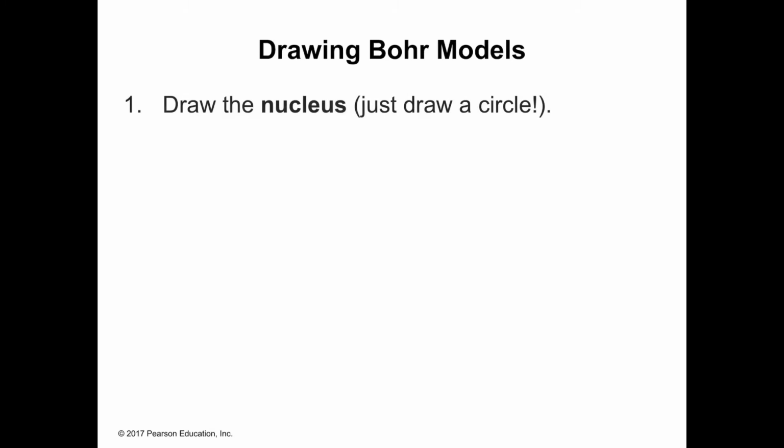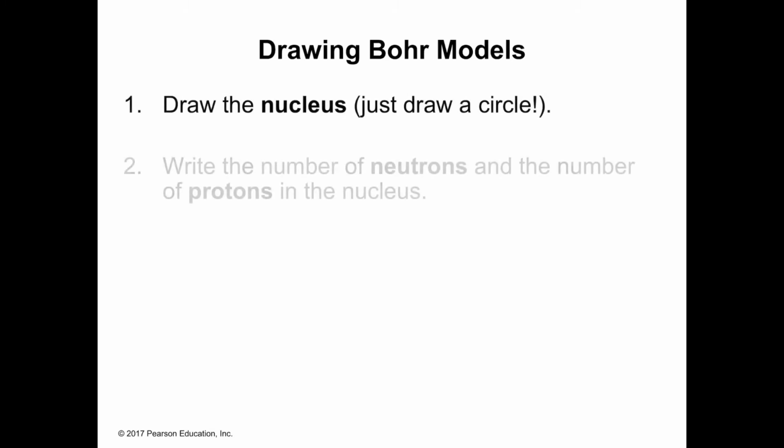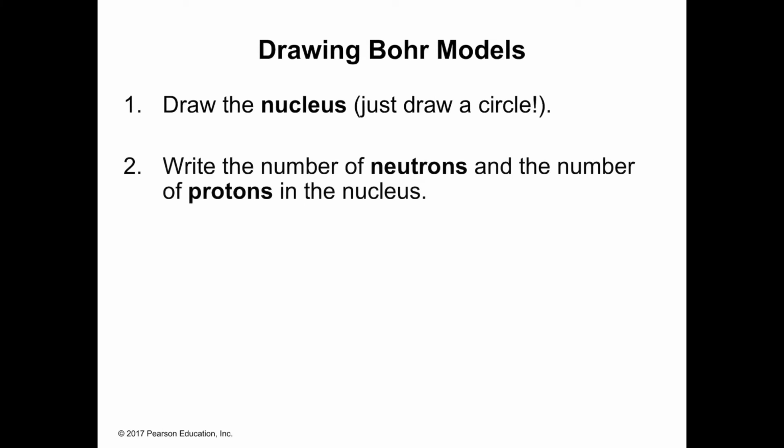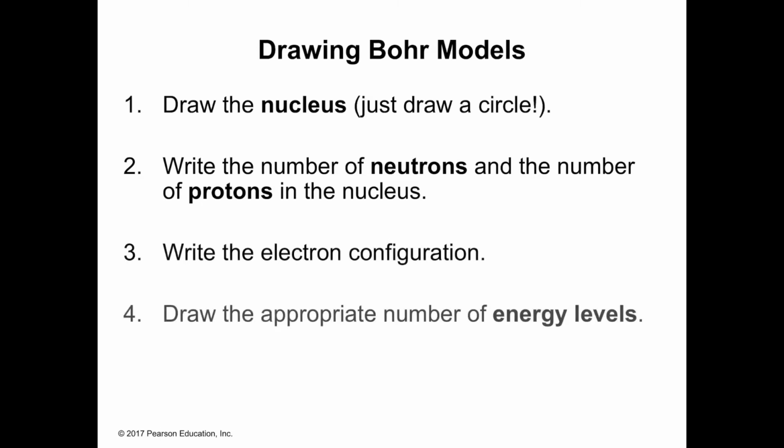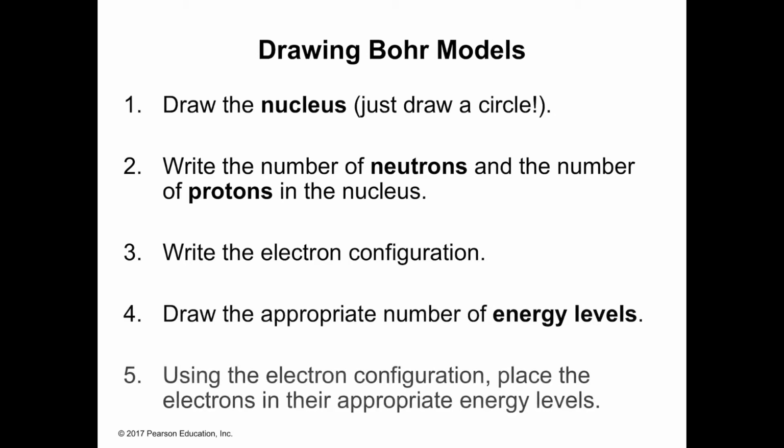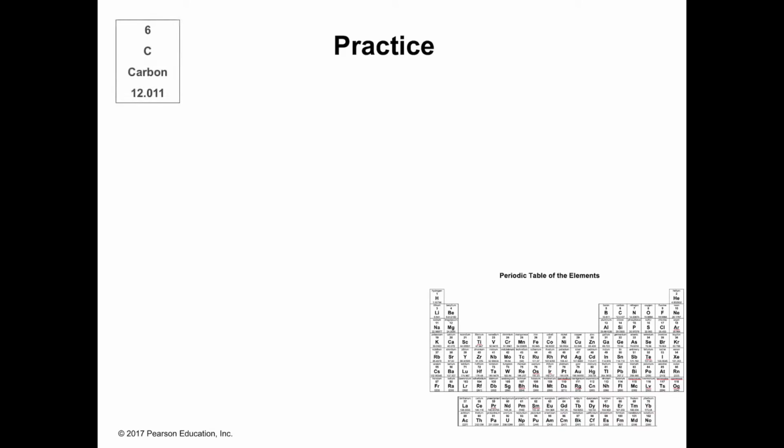So the way that we're going to do them is we're going to draw the nucleus. We're just going to draw a circle in the middle, and we're going to write the number of neutrons and protons in that nucleus. I'm not going to have you draw them all out. That seems a little redundant, but we're just going to write the number of protons and neutrons in the nucleus. Then we're going to write out the electron configuration, and we're going to use that electron configuration to draw the appropriate number of energy levels, and then we're going to use that electron configuration to put the electrons in their appropriate energy levels, and then we can see how many electrons are in that outermost energy level, which is really what we're looking at. So let's try this out.